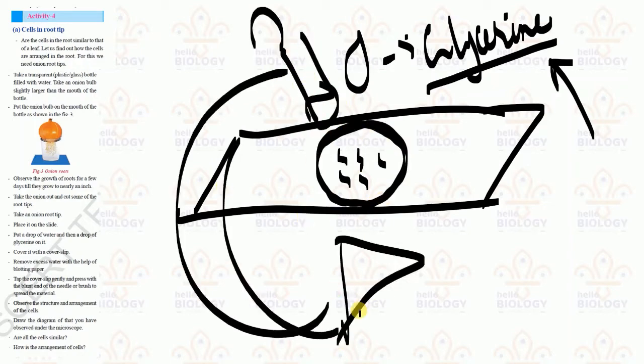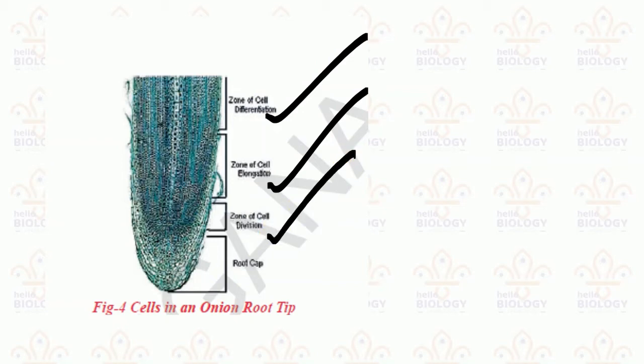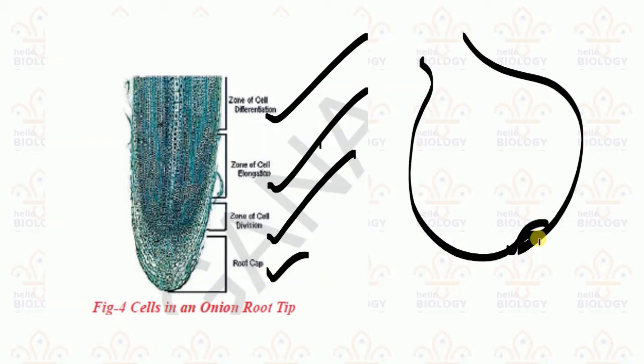After placing that we need to focus under the microscope. After focusing under the microscope we will see some kinds of cells like this. So this is the magnified image from the microscope. How many can you see here? Three types of zones: zone of cell differentiation, zone of cell elongation, and zone of cell division. So elongation, differentiation, division, and root tip. This is the last part of the onion here.